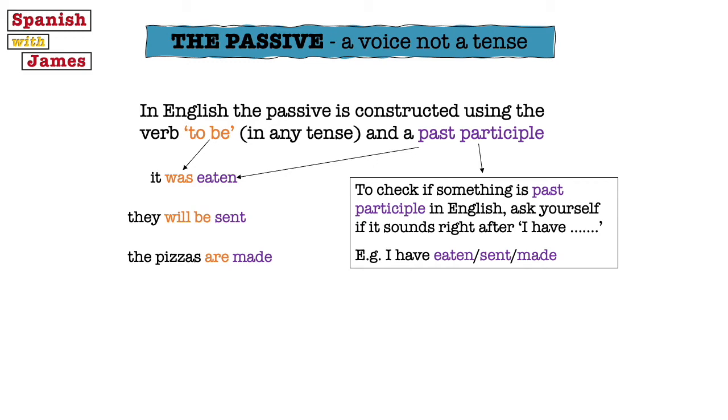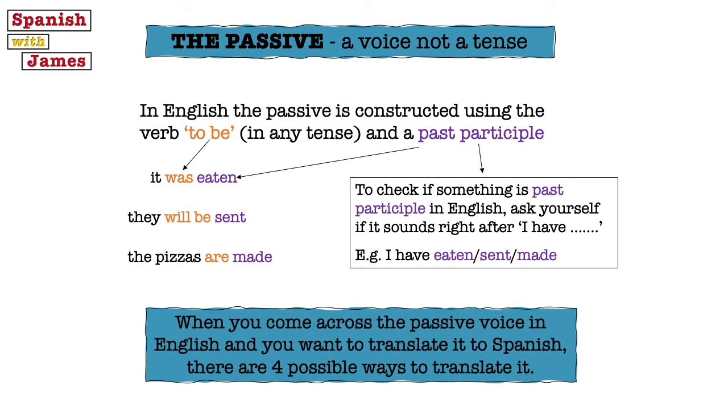Now as I mentioned briefly in the introduction to this video, when you come across the passive voice in English and you want to translate it into Spanish, there are 4 possible ways that you can go about doing that translation. The first way, which we're going to call option 1, is what's called the true passive.